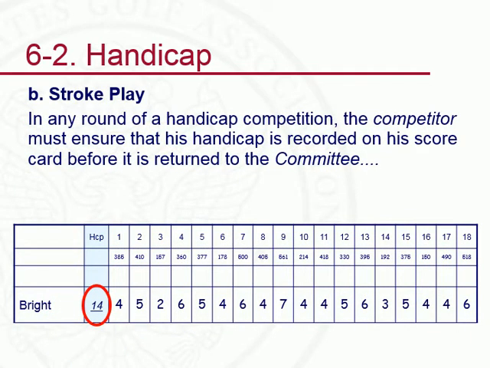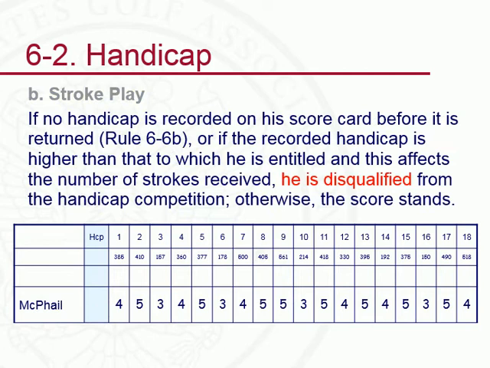Now 6-2B for stroke play. In any round of a handicap competition, the competitor must ensure that his handicap is recorded on his scorecard before it is returned to the committee. If no handicap is recorded on the scorecard before it is returned, or if the recorded handicap is higher than that to which he is entitled, and this affects the number of strokes received, he is disqualified from the handicap competition. Otherwise, the score stands.